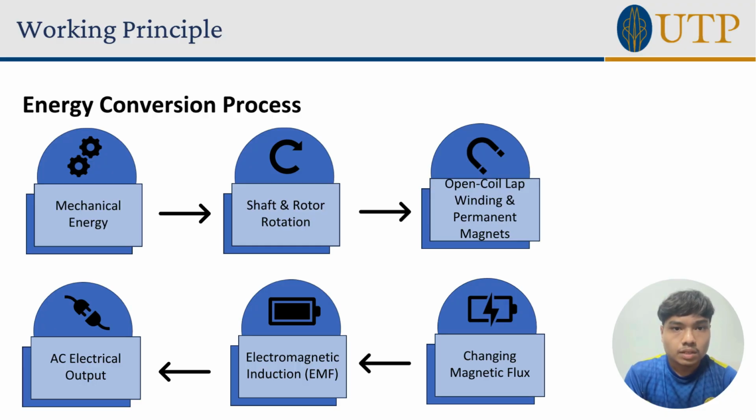In summary, our generator converts mechanical energy into electrical energy through electromagnetic induction. The rotating magnetic field induces voltage in the stator winding, and the generated electrical energy is collected through the brush and commutator system before being supplied to the external load.